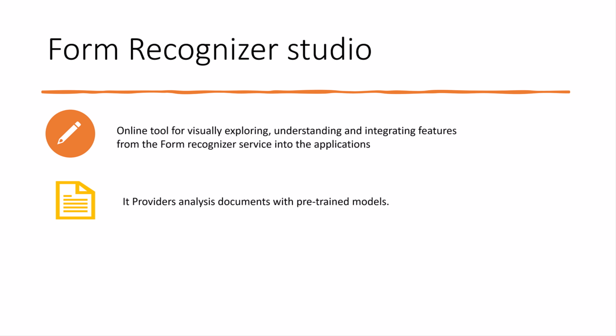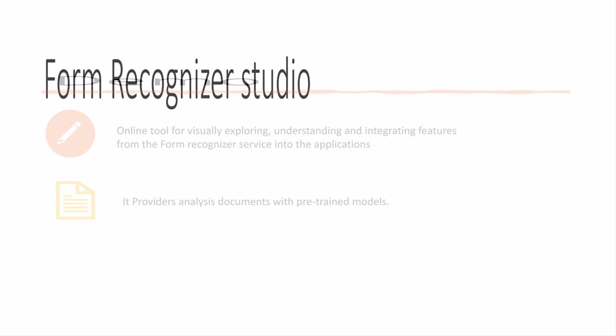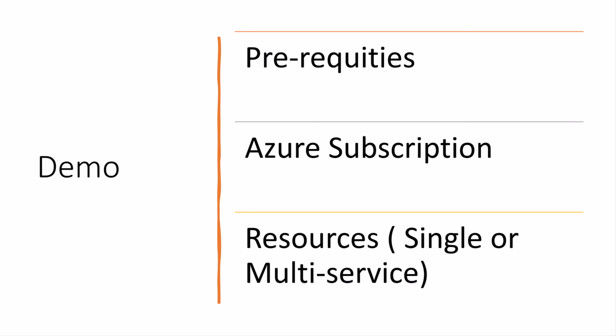Using this tool, you can analyze your document. You get the proper result. After that, you can start using it in your application. We'll jump into the quick demo of how to use Form Recognizer Studio. Before starting this demo, some prerequisites are needed. First one is you need an Azure subscription. Second, you have to create or use some existing resource, whether that resource is single service or multi-service doesn't matter. Some resource is needed. We'll move on to the web page.